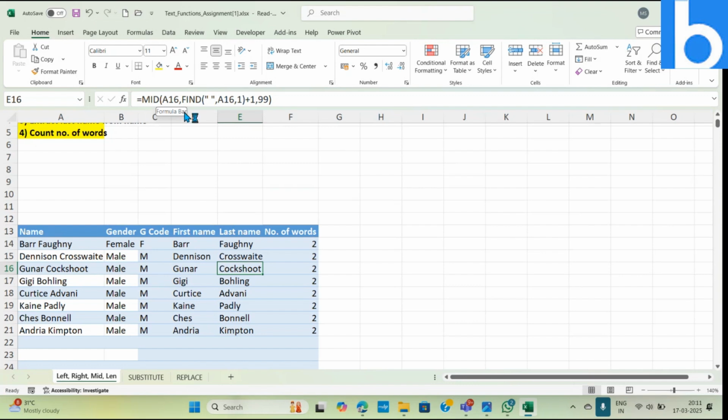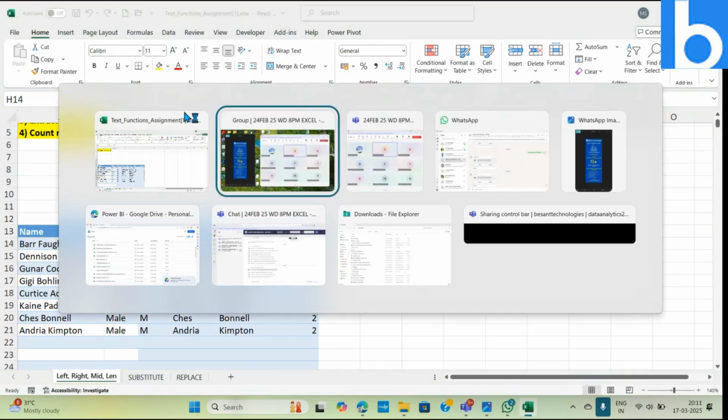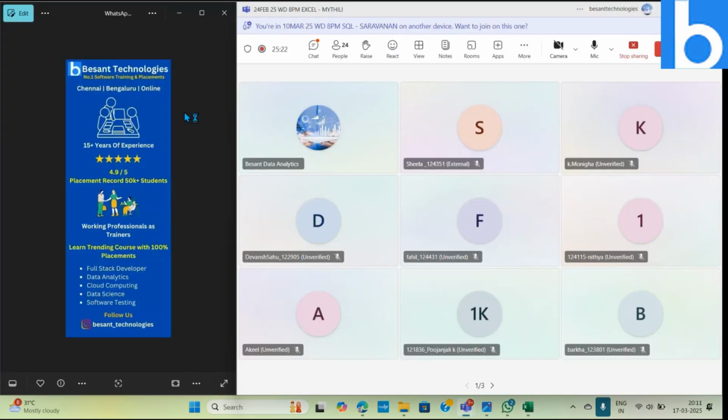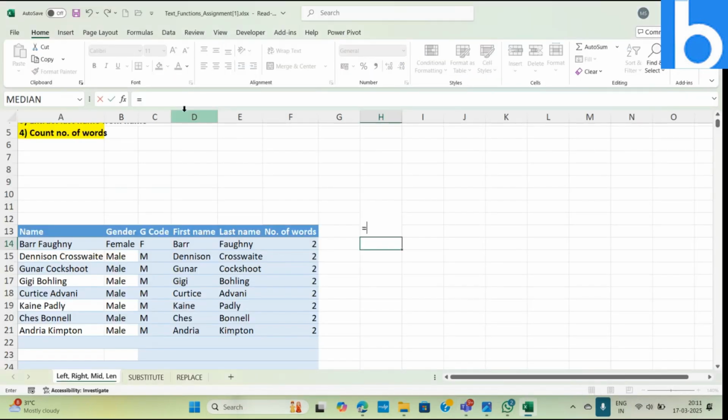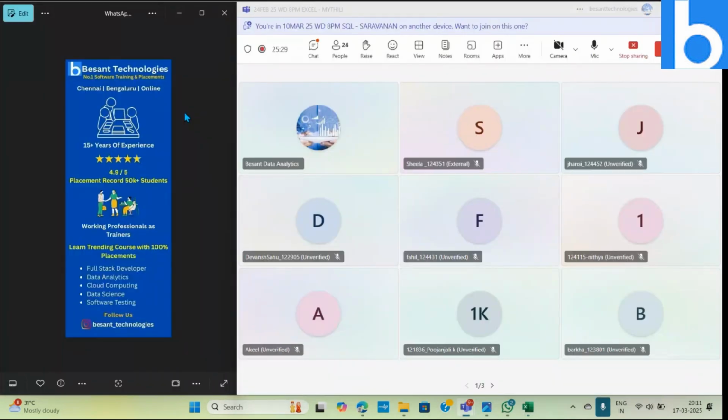Ma'am, can you please show me the last name with the right function? Sheila? Ma'am, could you please repeat? Okay, okay. Hold on. I came now, ma'am. I just came. Okay.